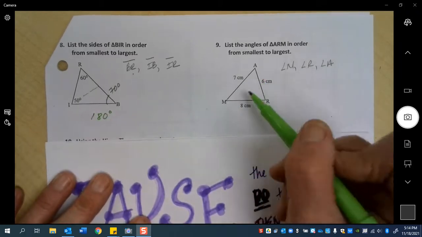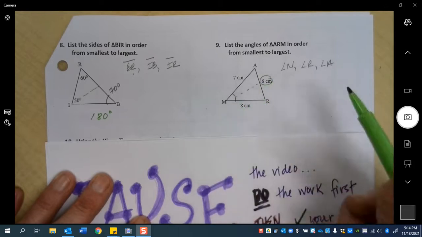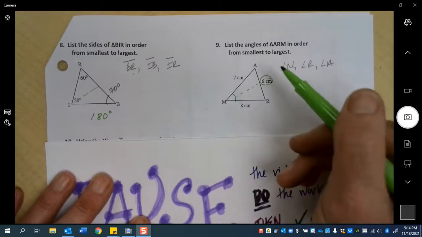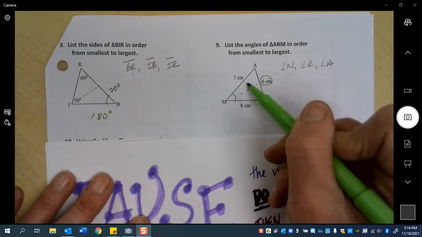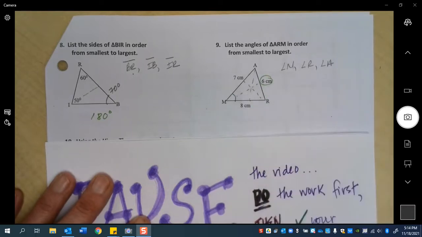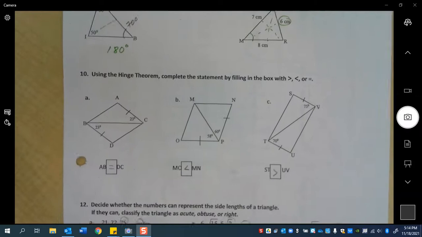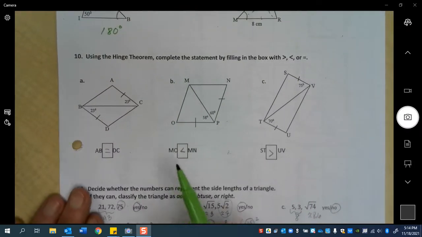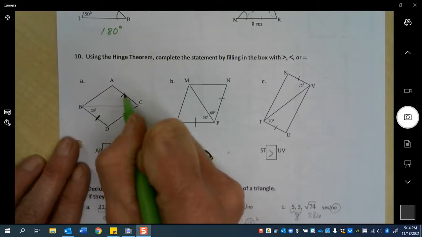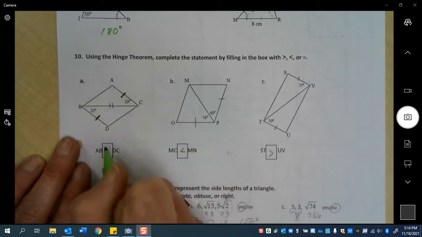Over here, I have these sides. 6 is my smallest, so I know that angle M is going to be the smallest. Then angle R is opposite 7, and then angle A is opposite of our largest side. With our hinge theorem, we know that these two sides are congruent. We know that these two sides are congruent.